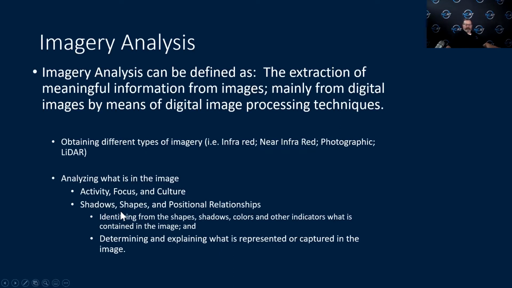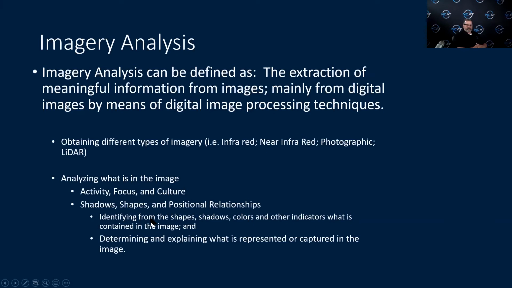Other things we use to identify things in images are shadows, shapes, and positional relationships. So shadows, as my fellow instructor always says, shadows are your friends. Shadows help you identify what's in an image. So you can see an object, you don't know quite what it is, look for its shadow. And the shadow often defines what the actual object is.